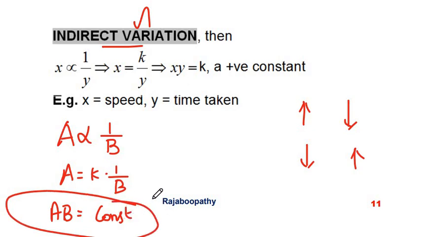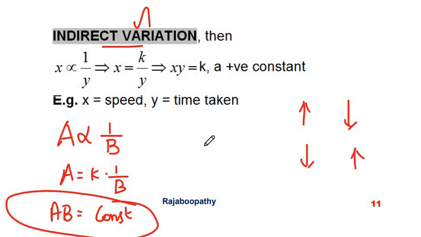So whenever the product of the two parameters is always constant, then they are said to be in indirect variation or inverse variation. Now I am going to tell you the examples. You have to identify whether this comes under direct variation or inverse variation.